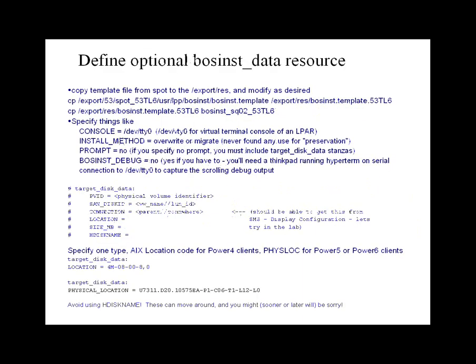Optional resources, for example, the optional bosinst_data resource. You should know where this file is. It controls many things of the install process, a BOSINST data file. There is one embedded in the mksysb image, but you can call in one outside of the mksysb to override what's in the image. And there's a template file down in every SPOT, and so you can see where it is: /export/53/spot_53TL6/usr/lpp/bosinst/bosinst.template.